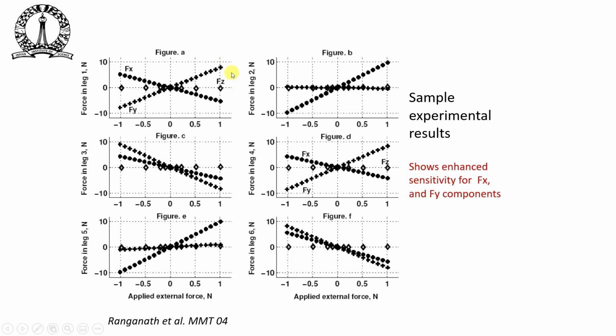So we get an amplification of the order of 6. So 1 Newton force applied along the X or the Y direction will give rise to a leg force which is 6 times that if you had applied the force along the Z direction.